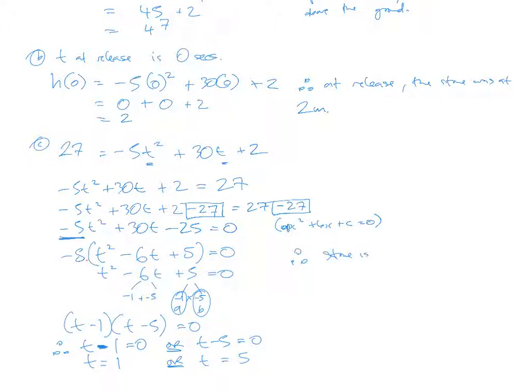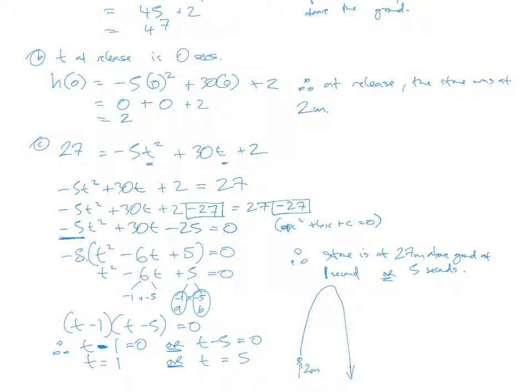Therefore, the stone is at 27 meters above ground at 1 second or 5 seconds. Now you might wonder why there are two results. Does that even make sense? Well, yeah, it should, because in previous questions we worked out that the stone is thrown from 2 meters above ground. What happens when a stone is thrown? It goes up and it comes down. So there should be two results.